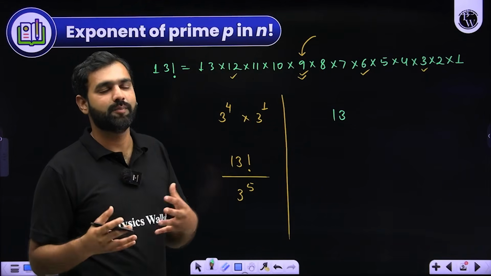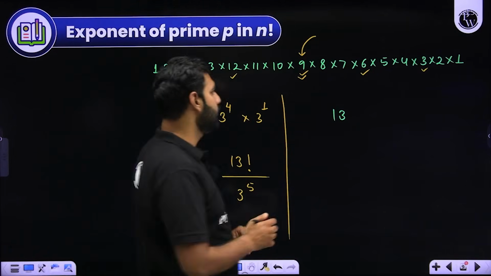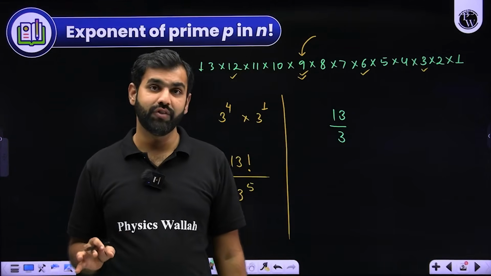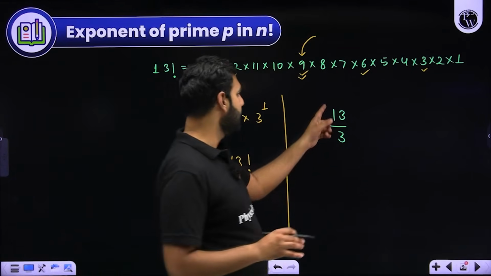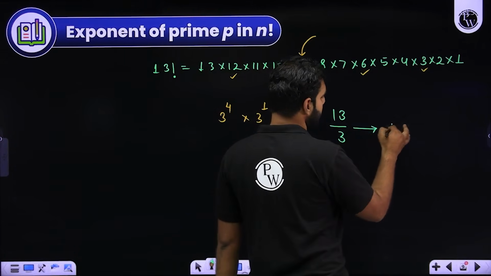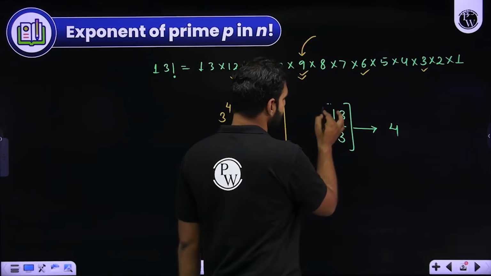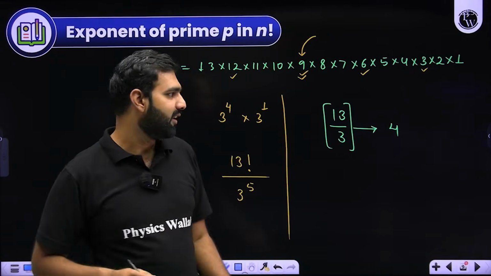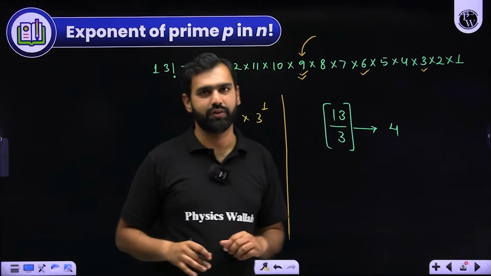What is the highest power of 3 in 13 factorial? First of all, divide 13 by 3 and write the quotient without decimals. 13 divided by 3 is 4 point something. Take the integral part of the quotient, which is 4.